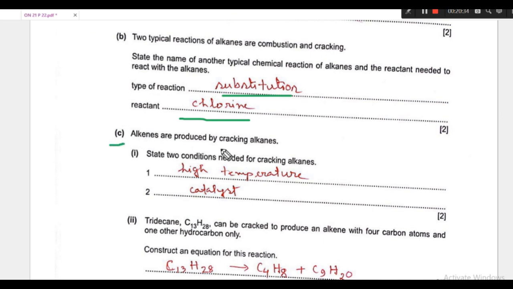Number C, alkenes are produced by cracking alkanes. State two conditions needed for cracking. You know, for cracking high temperature is needed and a catalyst is also needed. High temperature and catalyst are needed for cracking.